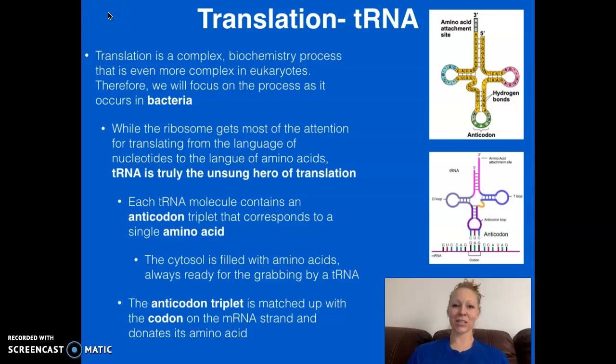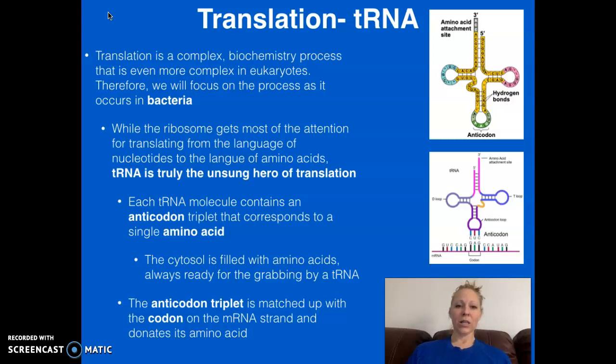Talking about translation today, and it's a pretty dense topic. And so what we're going to do is break this part of the chapter up into two sections. So the 17.4 is going to have two separate videos. The first video is going to introduce the tRNA and the ribosomes, so just sort of the key players. And then the second video is going to go through initiation, elongation, and termination.